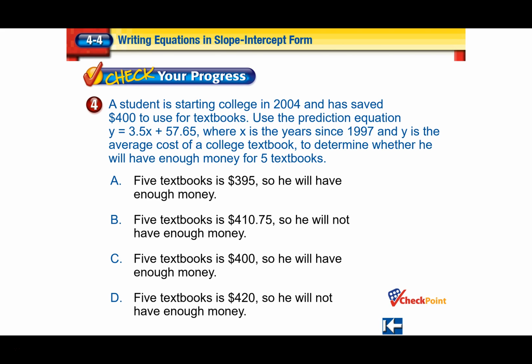Pause this, give it a shot. All right, a student is starting college in 2004. He saved $400 for his textbooks. Using the predictive equation of this one, where x is years since 1997, the average cost of the textbook, will this be enough for him to have for 5 textbooks?